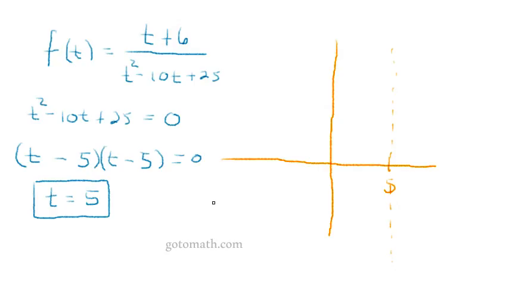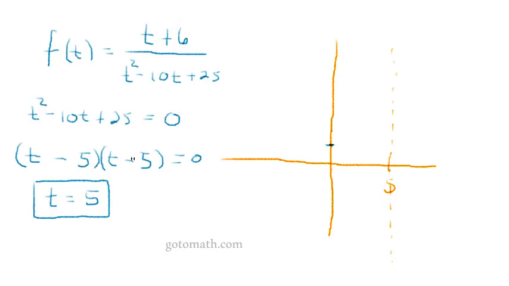We also know that if we plug in 0, you get 6 over 25. In other words, this is where it crosses the y-axis, somewhere in here. So this thing is going to cross here. My guess is it's going to come up and do something like this.